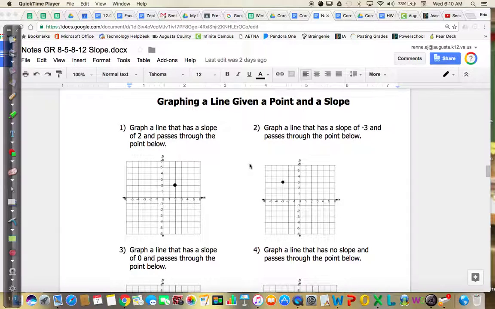Welcome to my second video on slope. This is part 2 of the previous day's lesson. So today we're going to be looking at graphing a line given a point and a slope.